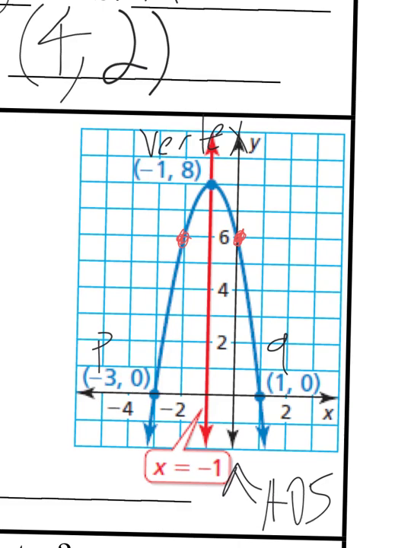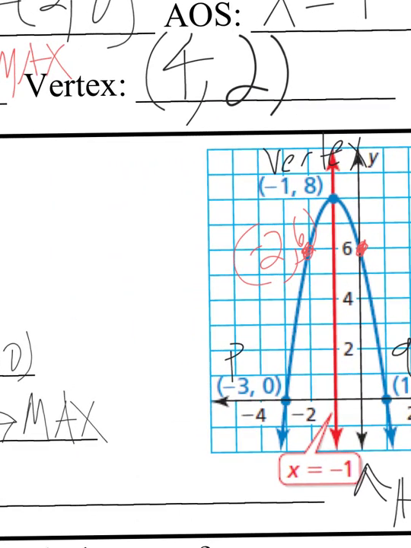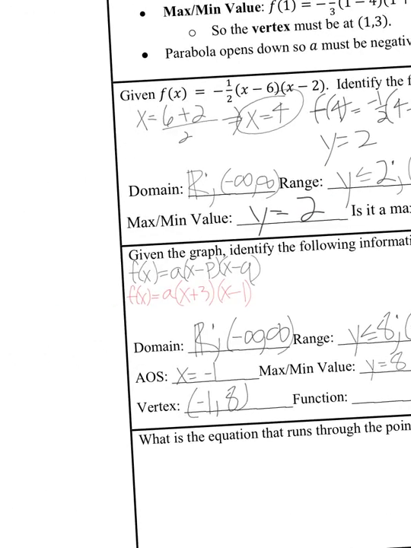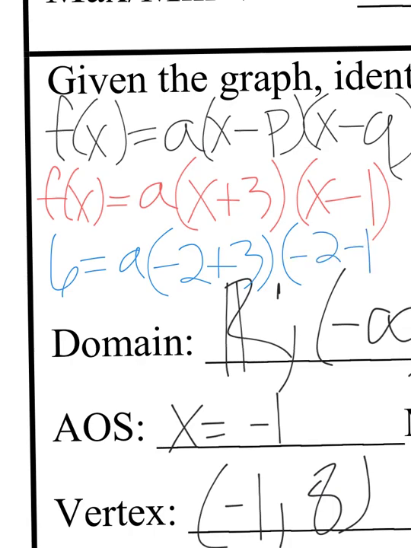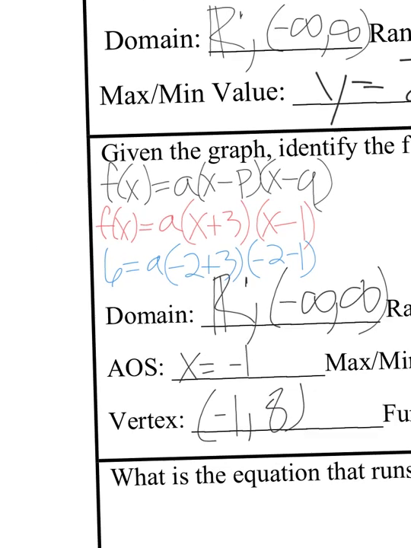Just to show you what I mean, let's use this first point I marked in red. That looks like it's at (negative 2, 6). So I'm going to use that for x and y, and label it x comma y. I'm going to plug in 6 for y and negative 2 for x. So I'm going to say 6 equals a times (negative 2 plus 3) times (negative 2 minus 1). All right, so that's everything plugged in.